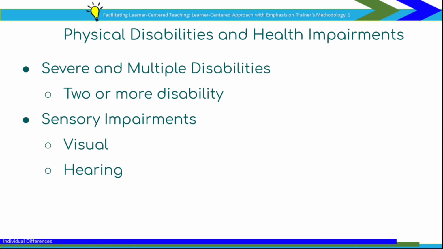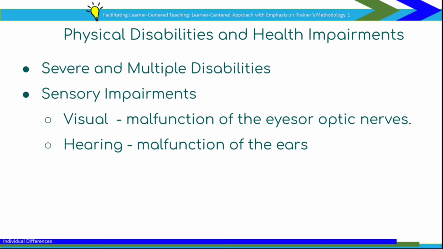We also have severe and multiple disabilities. This refers to the presence of two or more different types of disability, at times at a profound level. The combination of disabilities makes it necessary to make specific adaptations and have more specialized educational programs. We also have sensory impairments. We have the visual and the hearing impairments.